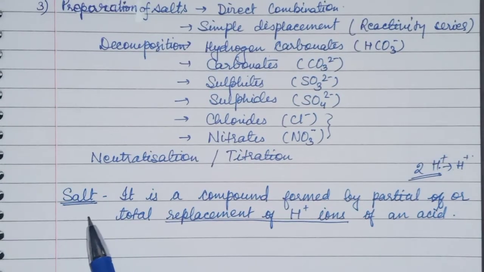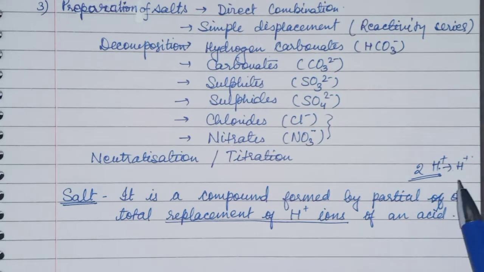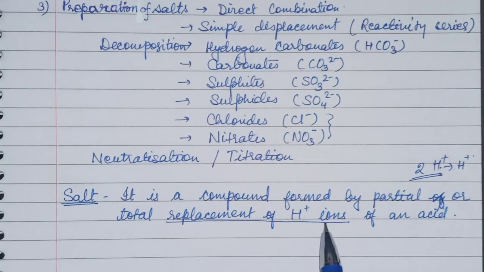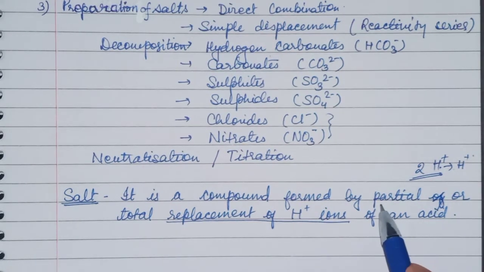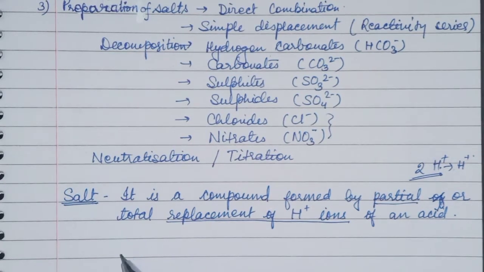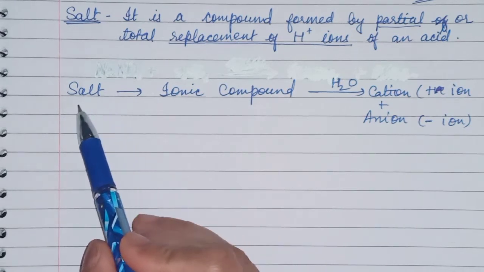Now let's start with salt. What is it? It is a compound that is formed by the partial or complete replacement of the H plus ion that is present in an acid. Partial means some of the H plus ions will get replaced, and total means all the H plus ions will get replaced. We will understand this with an example. Before that, let's understand what salt is.